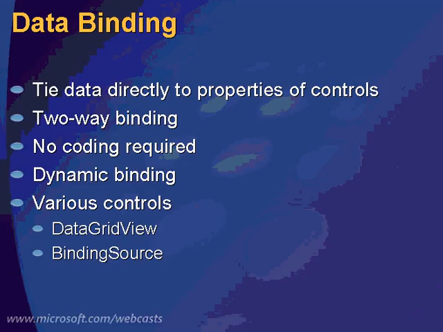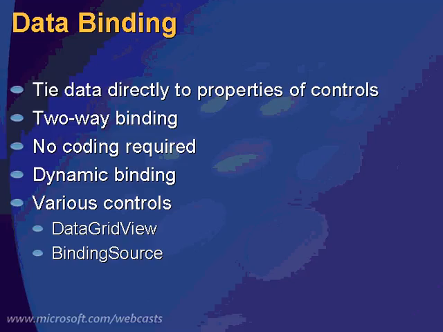All right, so now the cool thing about this is that we can actually use data binding, where we can tie data directly to controls that we place on the form. And it's important to point out this is actually two-way binding. So basically what that means is that as the data changes, the control itself would change as well. There's no coding required. We can actually build a data application without writing a single line of code utilizing these data-bound controls. And of course it is dynamic binding, so as data changes, these controls will reflect these data changes.